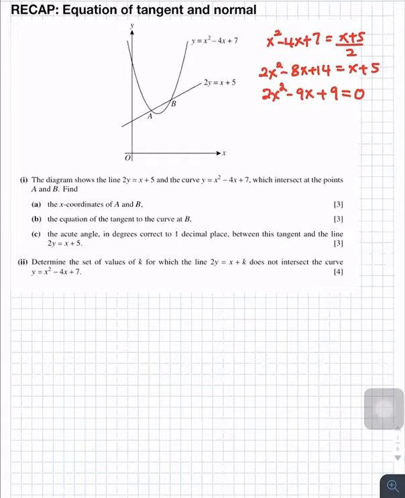Wait, miss. X is minus 3 and x minus 3 and 2x minus 3. Okay, correct. The question only wants the x coordinate of A and B. So you have to specify. You cannot just write x equal to 3 and x equal to 3 over 2. You must tell which matches with which one. So which is the B, boy? The B, x equals 3. Yeah.